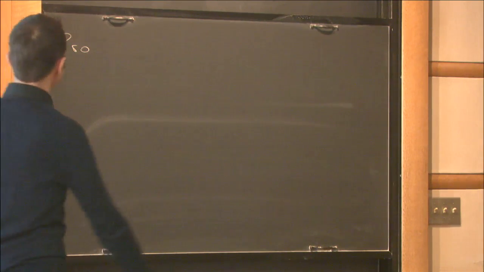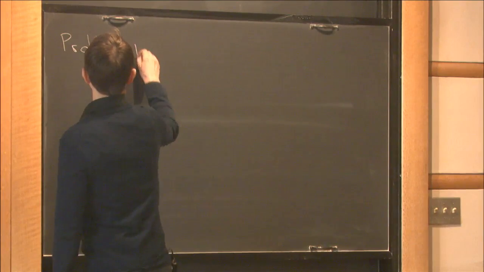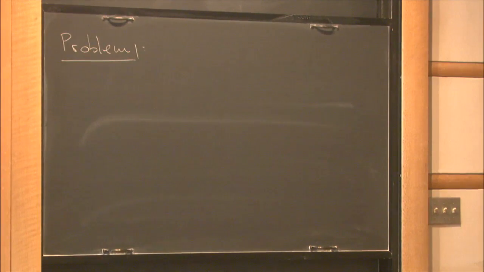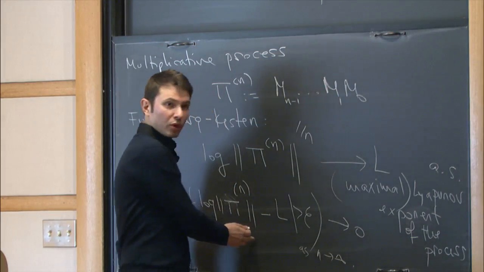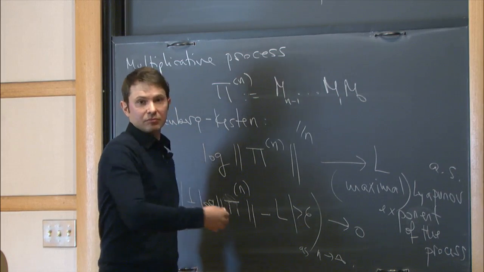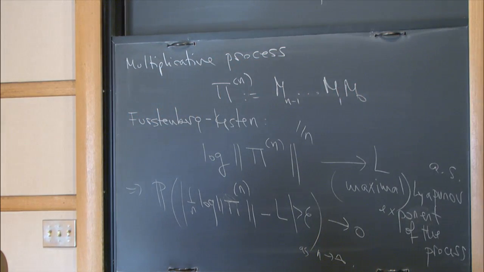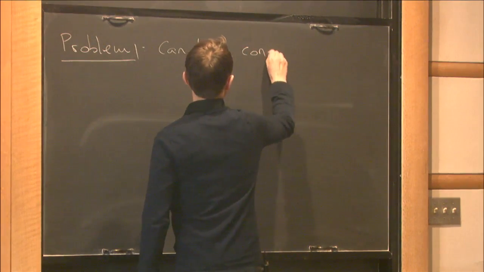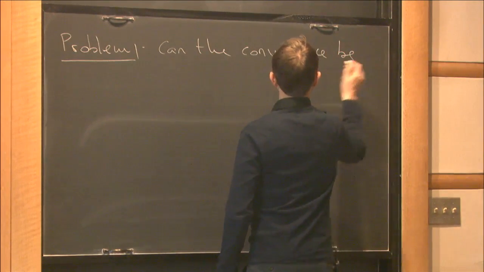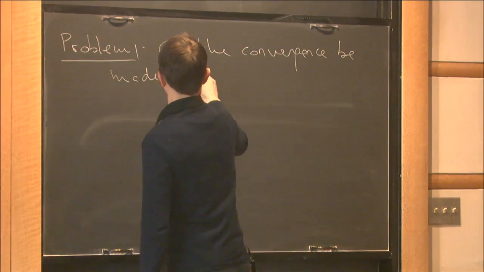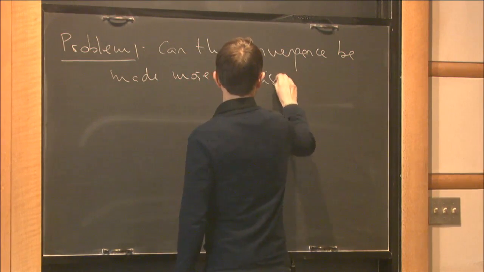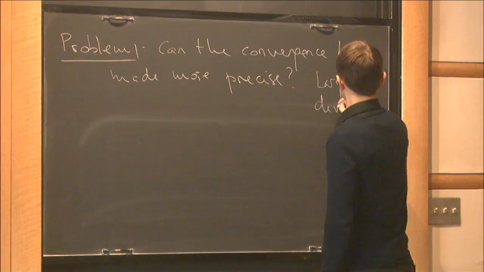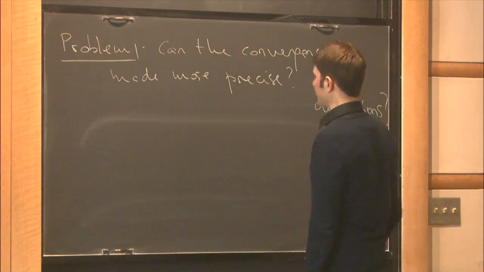Okay. So let me just formulate the two problems related to this. One is, can this convergence be made more precise? In other words, is there a large deviation principle for this multiplicative process? So large deviations, are there large deviations? This is one question.